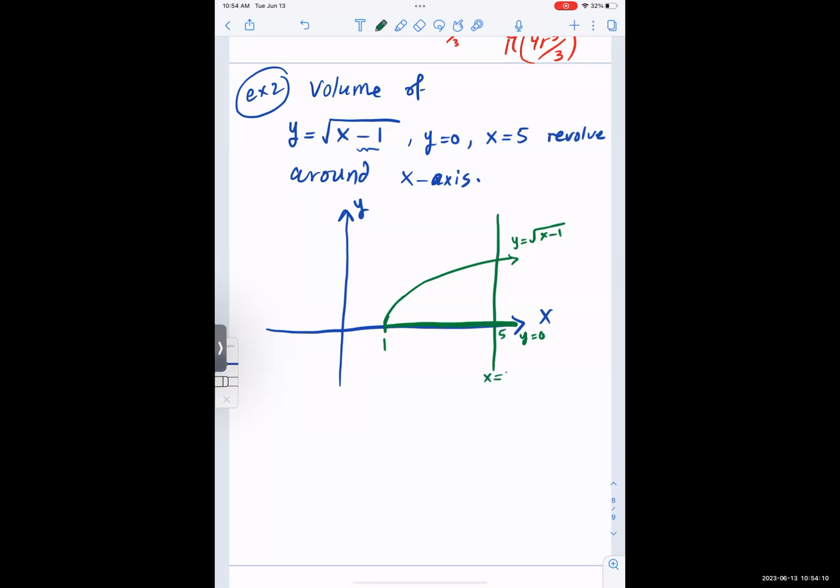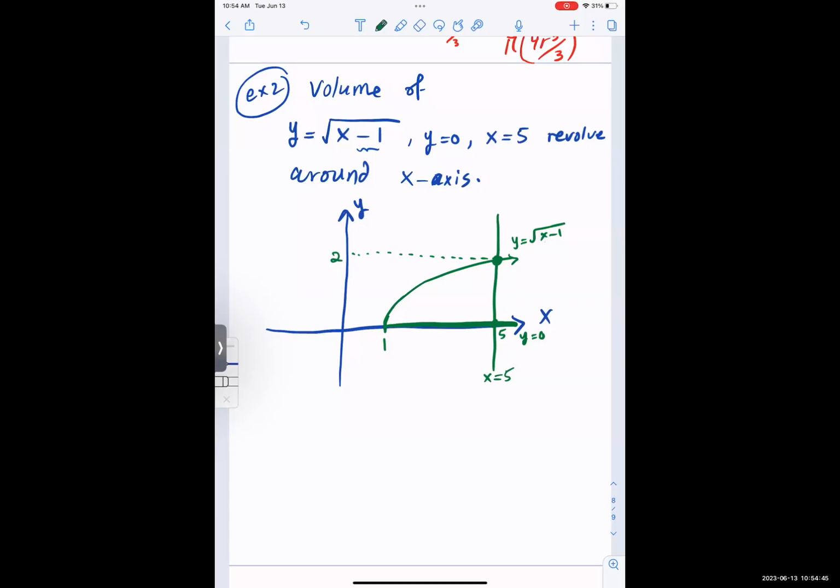So the line x equal to 5 is a vertical line passing through 5. So when x is 5, just keep in mind the corresponding y is also 2. When you replace 5 here, it's intersecting the graph at radical 4, which is 2. You replace 5 minus 1, 4, radical 4, 2. Okay.